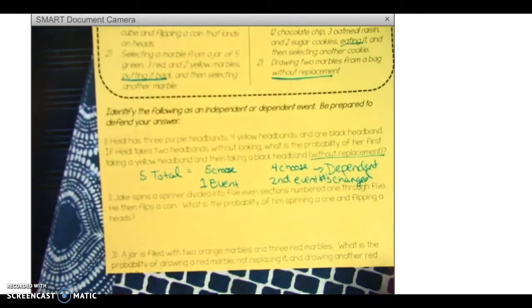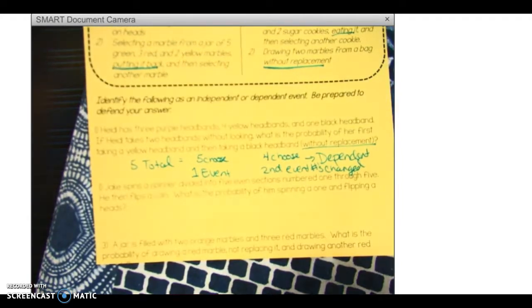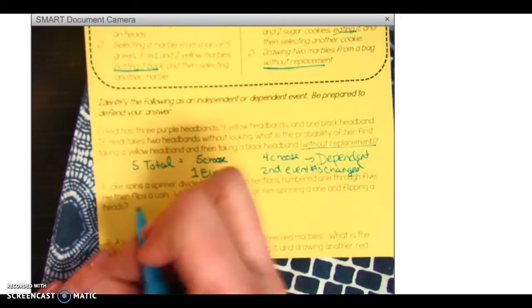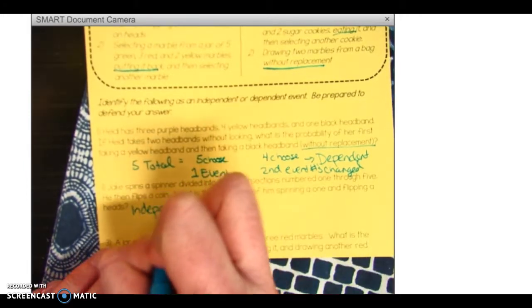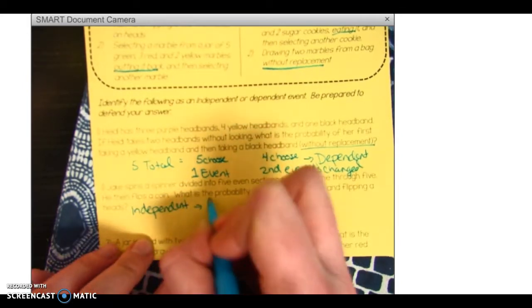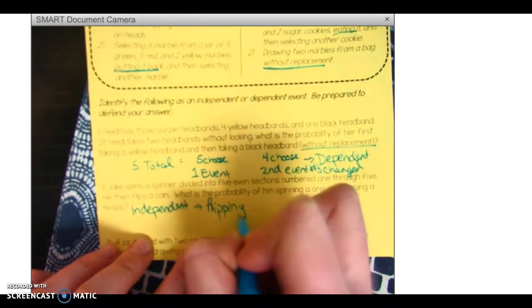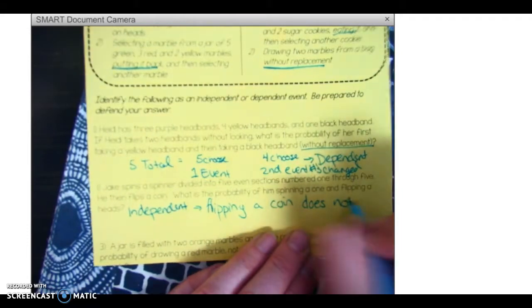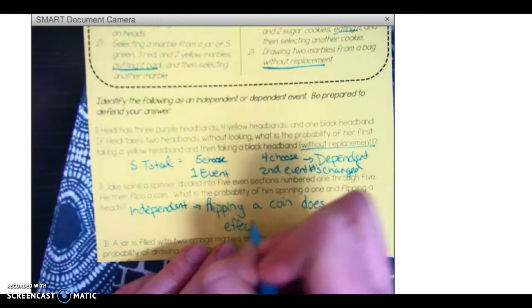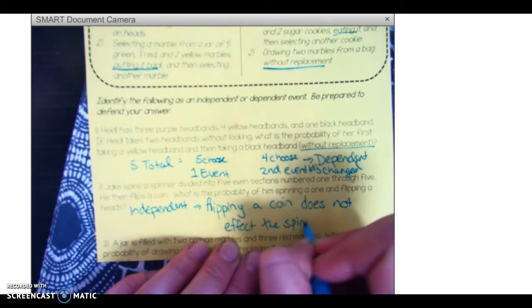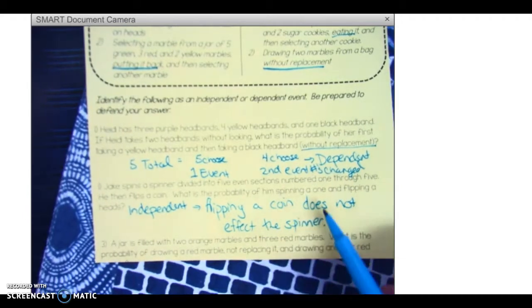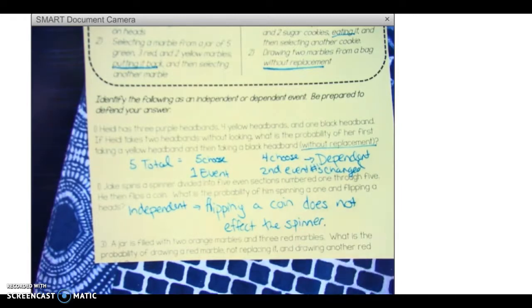So here's the next one. Jake spins a spinner divided into 5 even sections numbered 1 through 5. He then flips a coin. What's the probability of spinning a 1 and flipping heads? All right, this is going to be independent because flipping a coin does not affect the spinner. Okay, so flipping that coin, if I landed on a 4, that doesn't make me have to get heads or make me get tails. They're separate events.